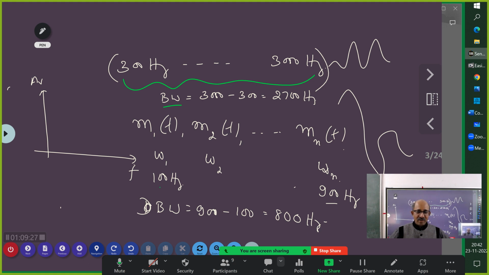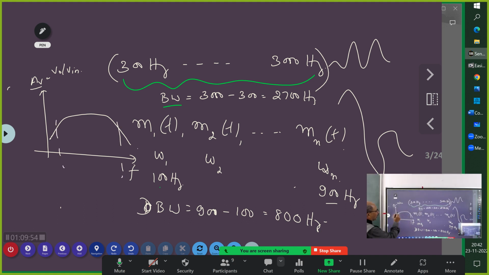AV, voltage gain of the amplifier. This is V0 by V. You remember? Now a typical amplifier will have the... Did you understand? What is this called? It's called frequency response curve. So now we are coming to the practical world.